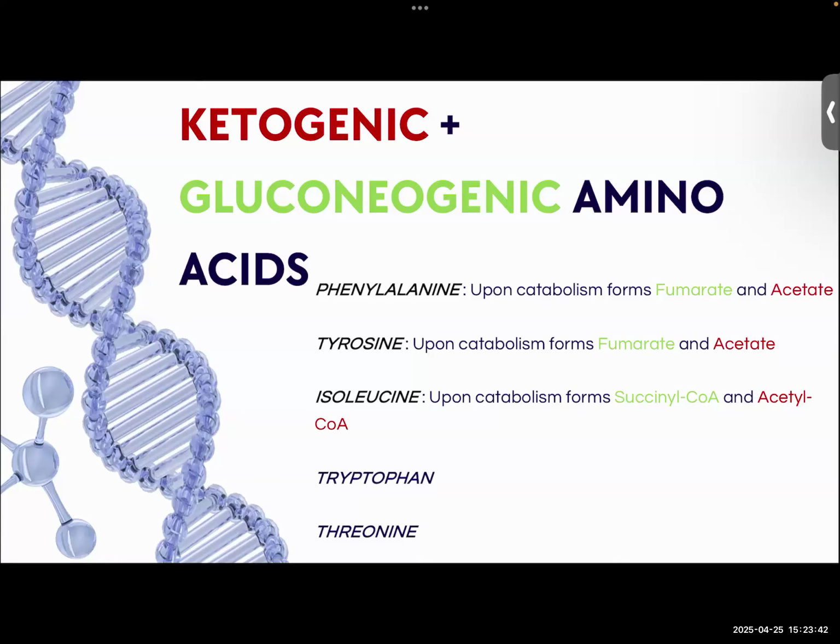There's not much I can do to simplify this. You just need to remember the names. What's written after the names, what they break down into, is not too important. I just put it there for the sake of completion. But phenylalanine, tyrosine, isoleucine, tryptophan, threonine. These are the 5 ketogenic and gluconeogenic amino acids, so mixed.